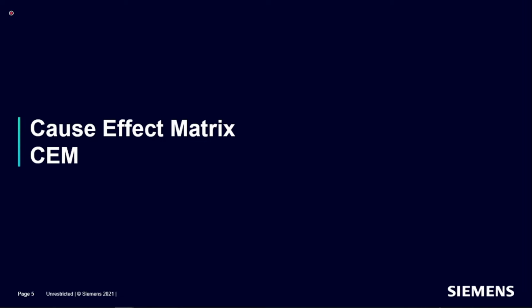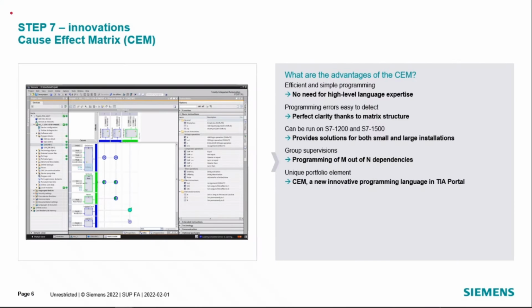So this is plotted in a matrix format, so it will help you to understand or diagnose the problems. We'll see in more detail. On the left-hand side you can see the programming structure, its cause, and this side is the effect. And what are the different advantages?